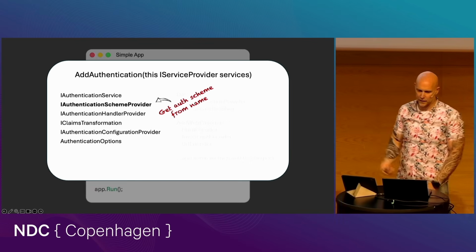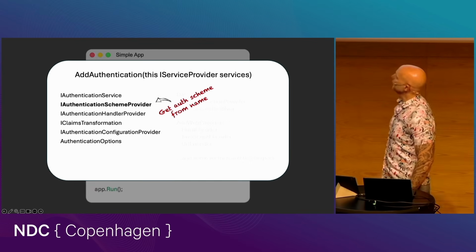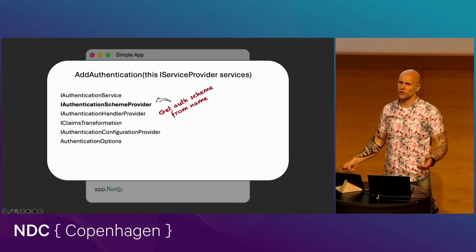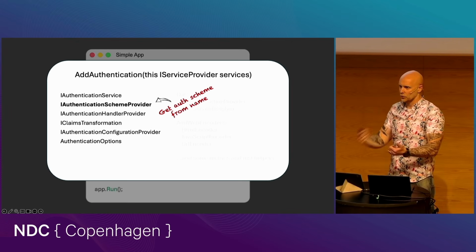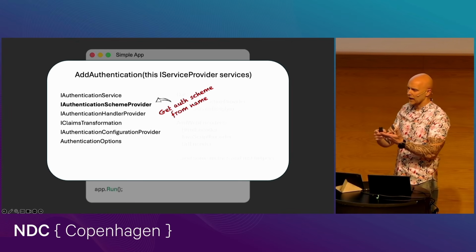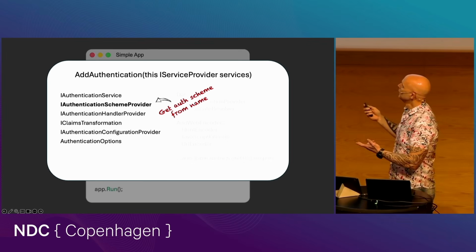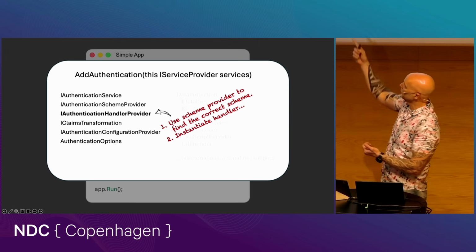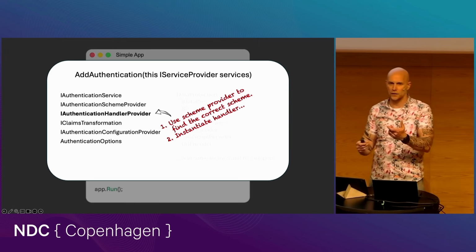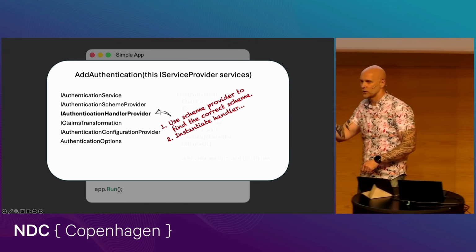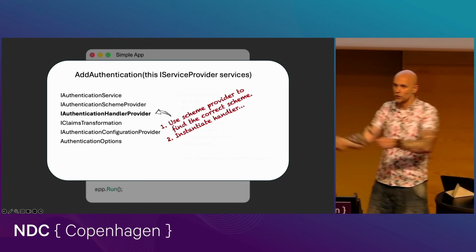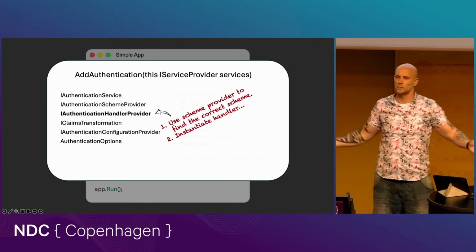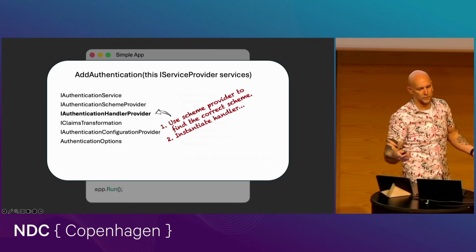Very boring. This thing here, it gets a scheme based on a string. What's a scheme? A scheme is the name, which is the thing you're searching on, a display name, and a type. That's it. Authentication handler provider, it uses the other provider to get the scheme, find the handler, the type of the handler, instantiate that handler for you, and basically returns an instance of that handler. Really boring. Really pretty much useless.